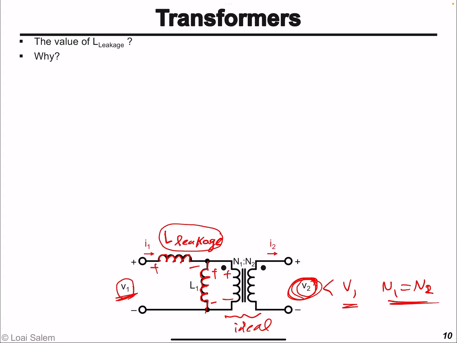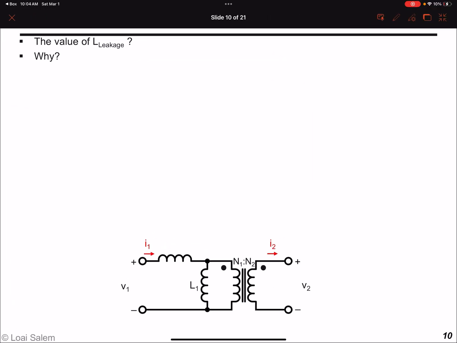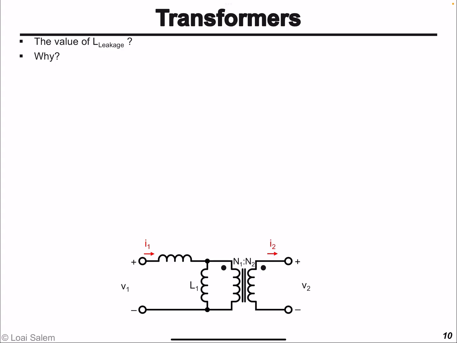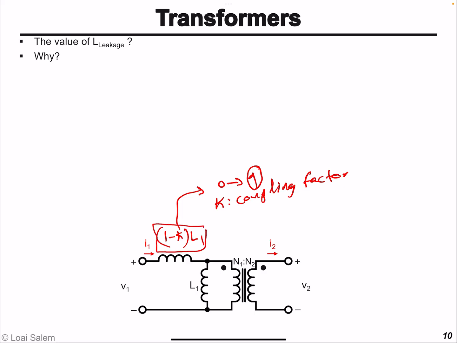Typically, this leakage inductance is represented in terms of L1 as well, as a value proportional to the self-inductance of the primary coil, and then we multiply that by 1 minus K, where K is a number between 0 and 1. K, by the way, is called the transformer coupling factor. If the coupling between the primary and secondary is perfect, and there is no flux lost, and all of the flux produced by the primary side reaches the secondary side, then K is going to be equal to 1.